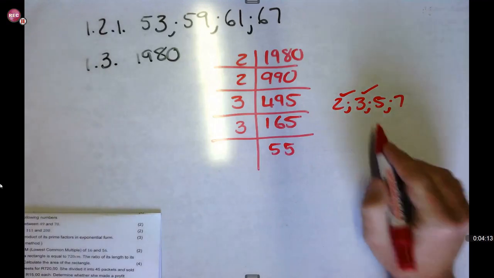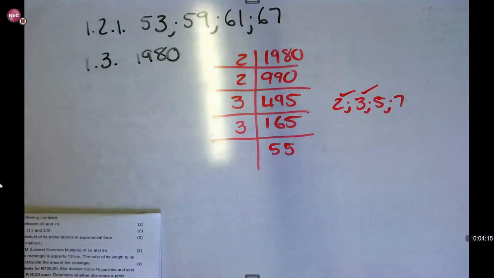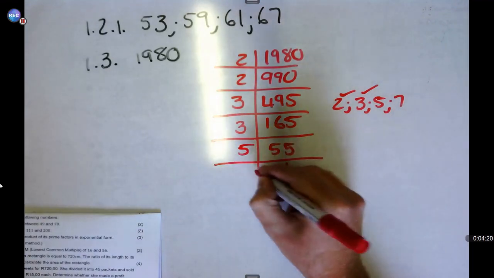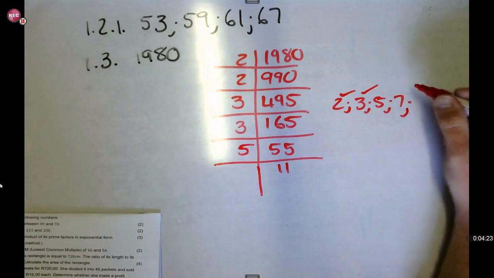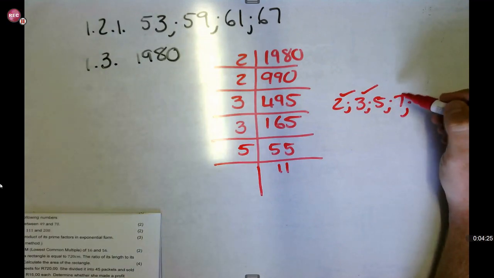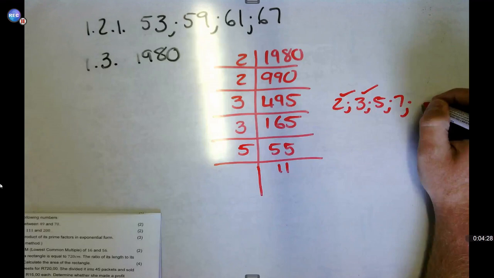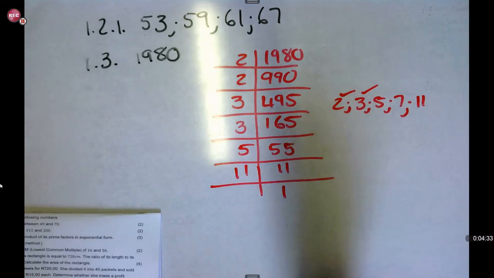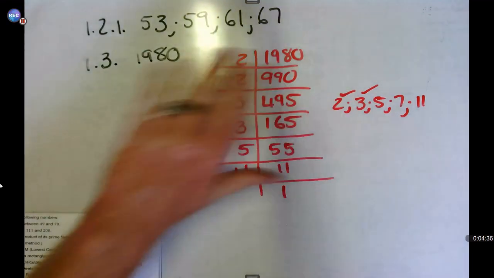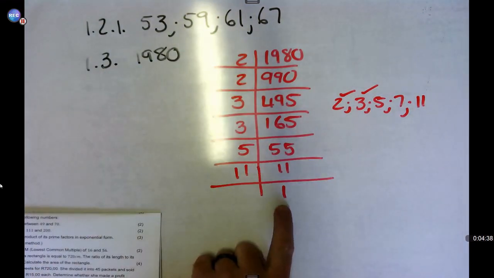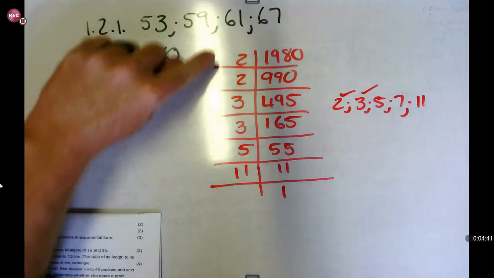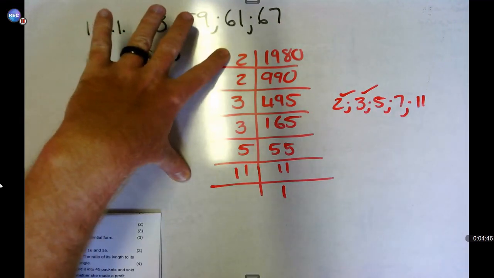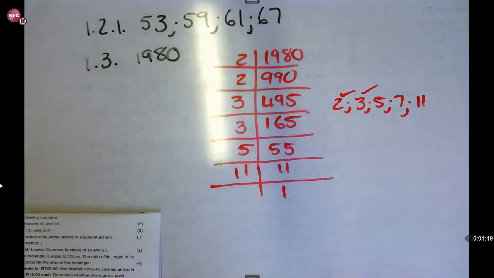So we then move on to the next prime number, which is 5. So 55 divided by 5 will give us 11. Now obviously 7 cannot go into 11 evenly, so the next prime number that can go into 11 is 11 itself. So remember that at the end of the day, your ladder must end on 1. If it doesn't end on 1, it means that you made a mistake. And your prime numbers must be in ascending order, from the smallest to the biggest prime number.